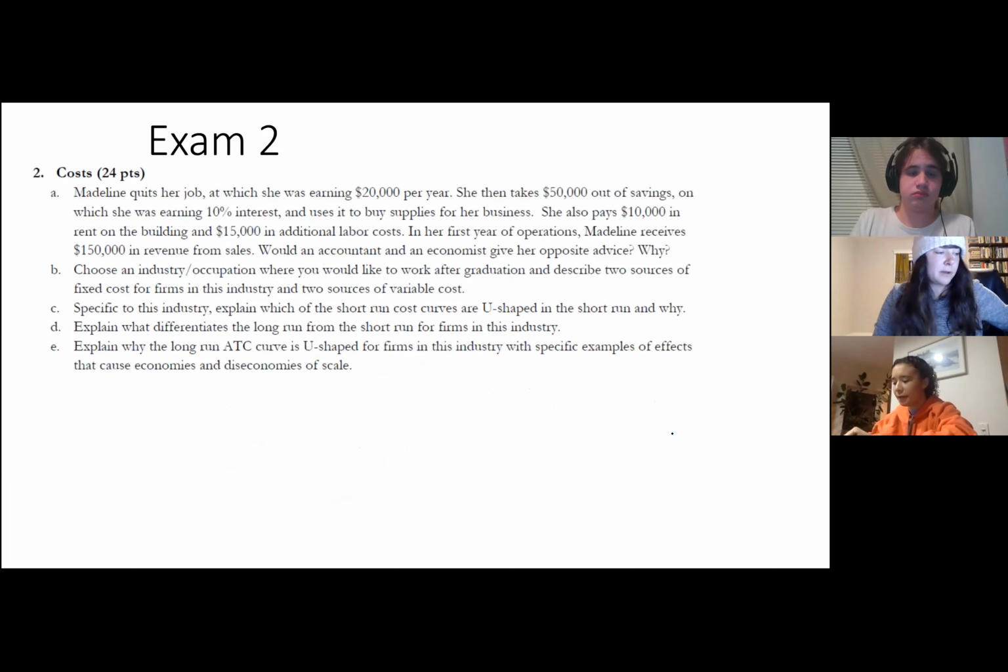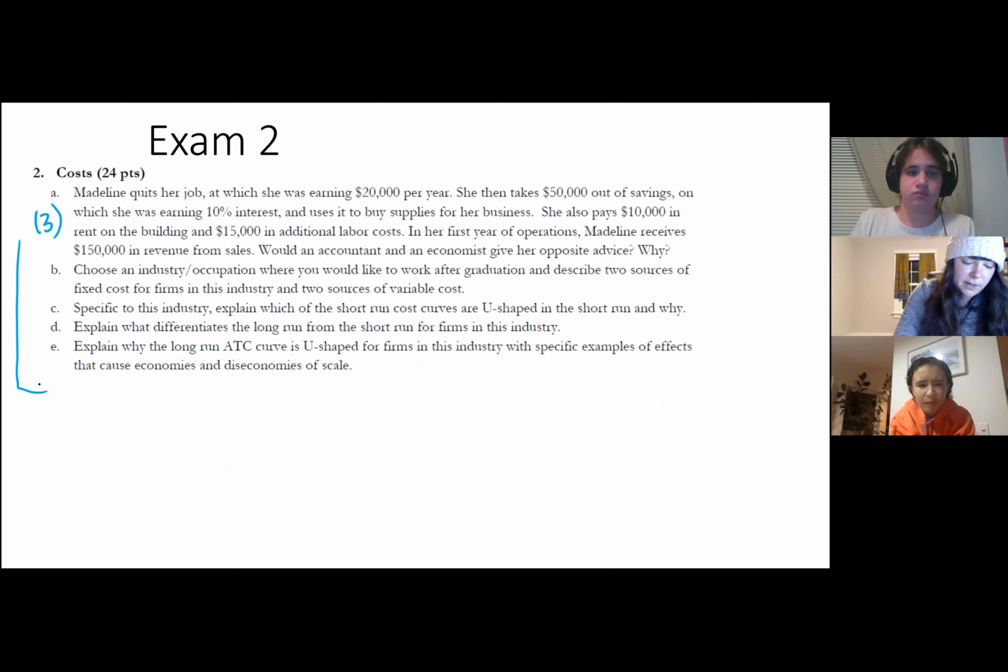Number 2 was about cost, 24 points. The first one was worth 3 points. It doesn't say show your work, but you should show your work if you want to get partial credit in case you get it wrong.